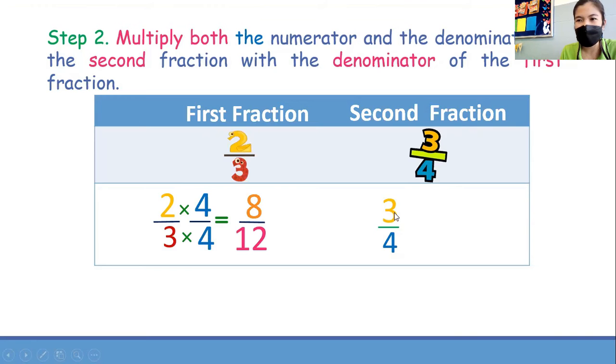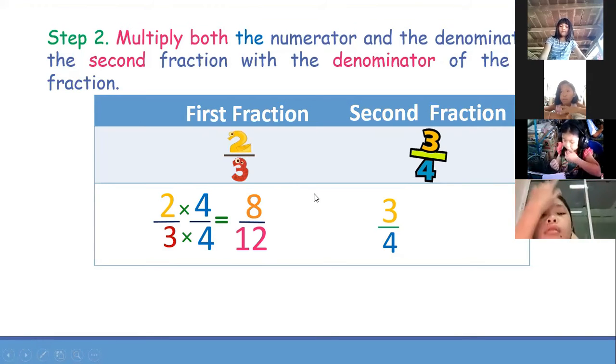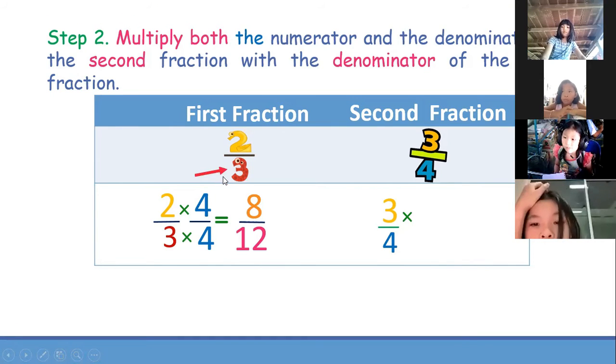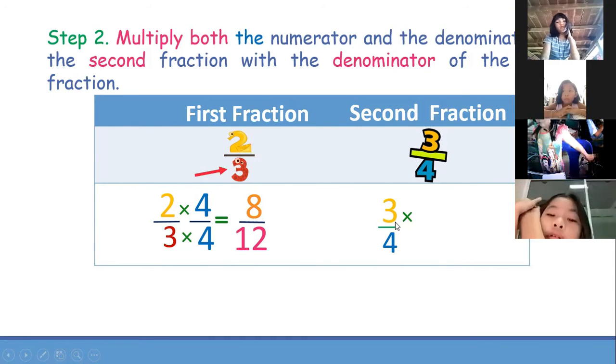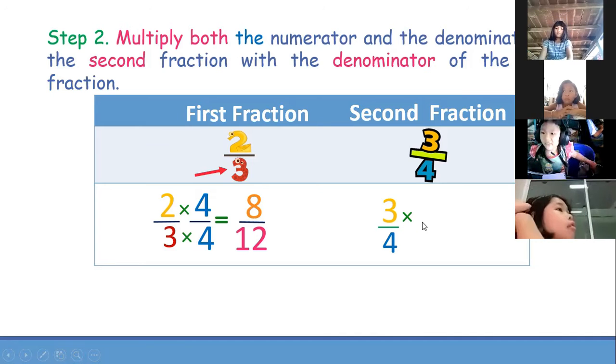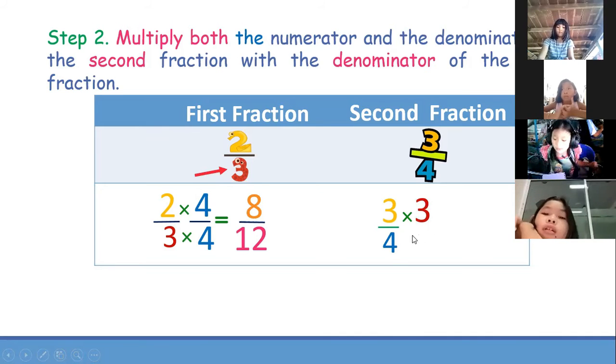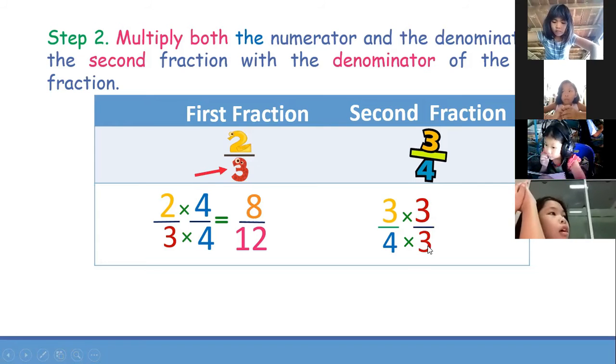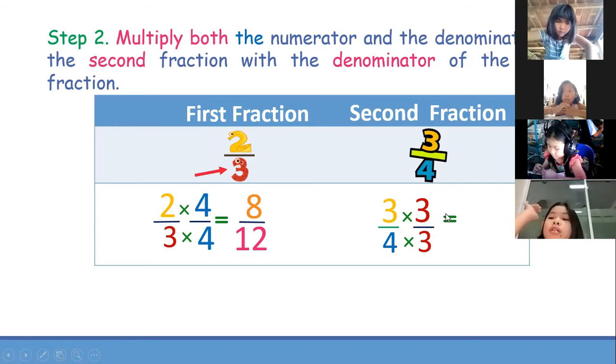What is the denominator of the first fraction? It is 3. Very good. So 3 is the denominator of the first fraction. So 3 multiplied by 3, and 4 multiplied by 3. Okay, very good.